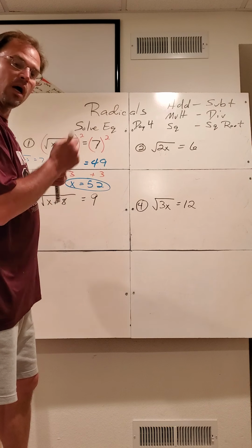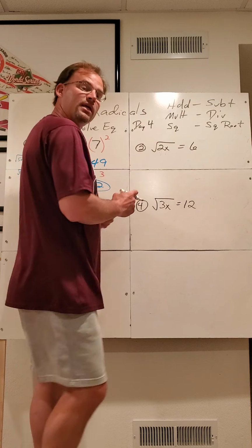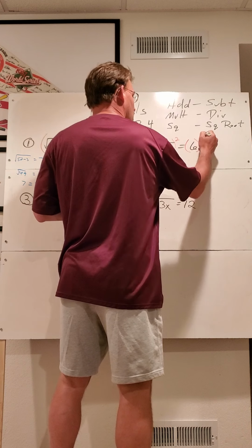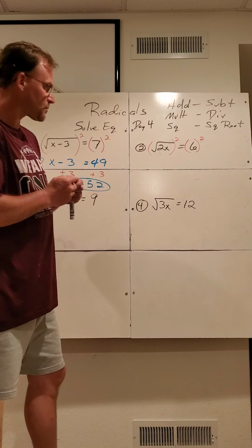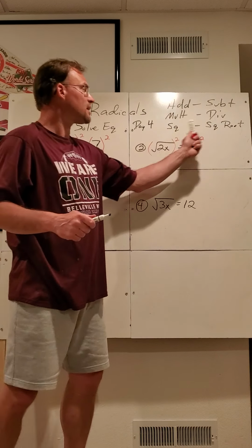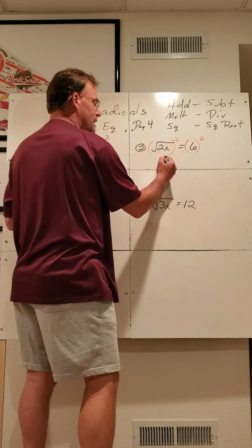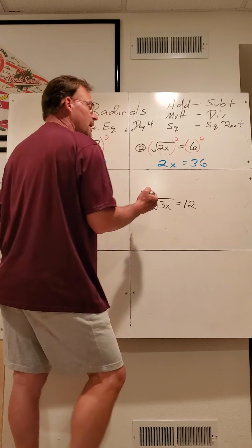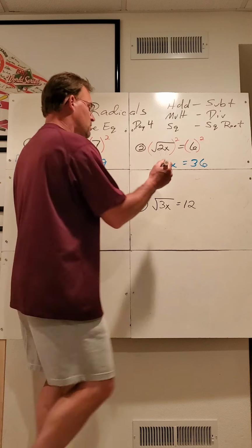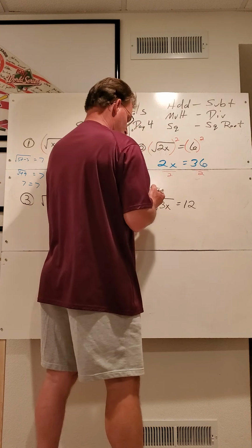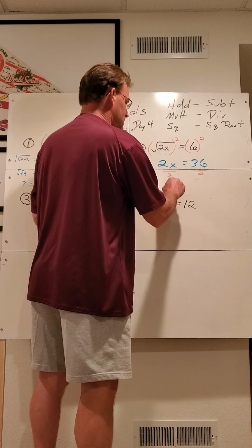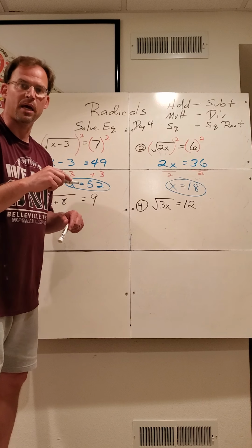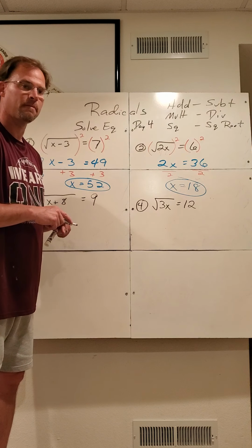Here we go. Number 2. Again, I've got a square root over the entire thing. When the square root has to be dealt with, we square both sides of the equation. Square root and square, those are inverses. They undo each other. So now I get just plain old 2x on this side. 6 squared is 36 on this side. To solve the equation, divide by 2. And I get x equals 18. Bing, bang, boom. There you go.